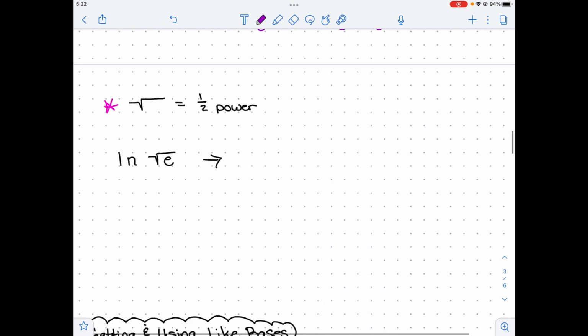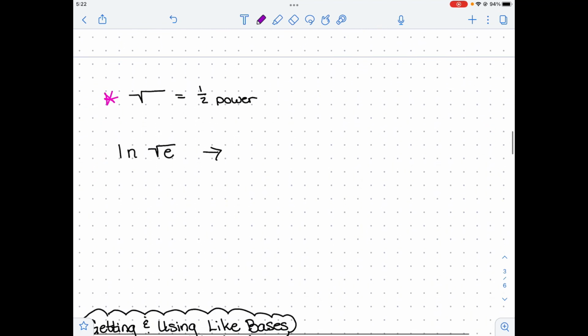All right, let's look at a radical sign again. Remember that a square root symbol just means half of a power. So let's do an example here. So we've got a natural log, and we can rewrite this a couple ways. If you feel more comfortable writing it as a log to help you see it, by all means do.